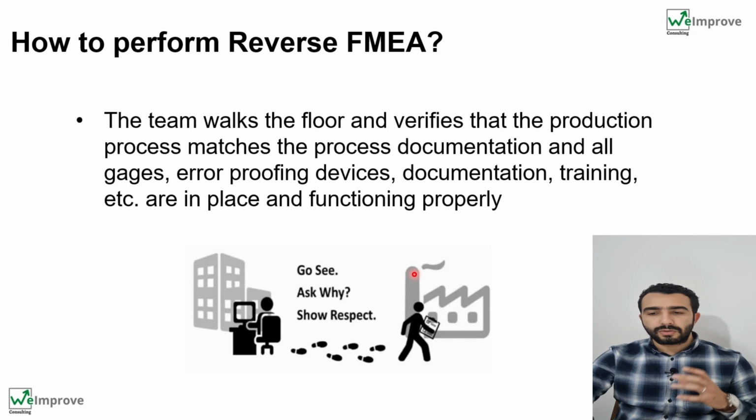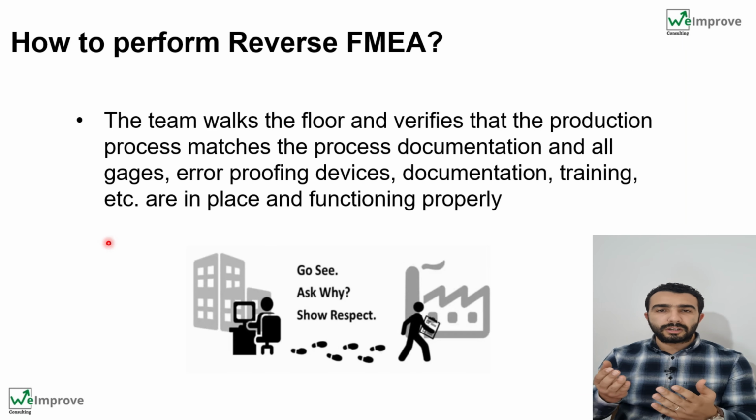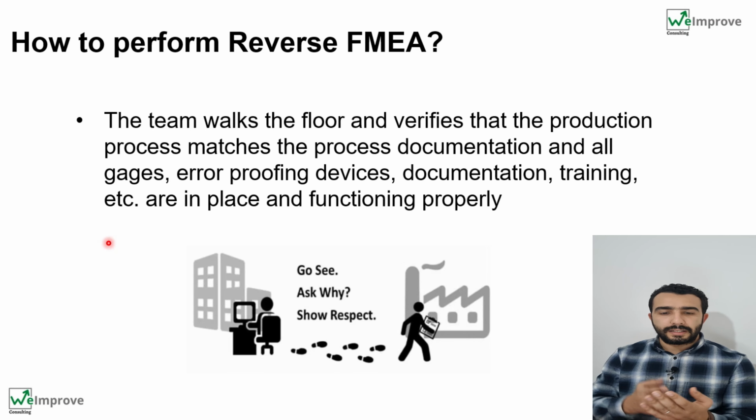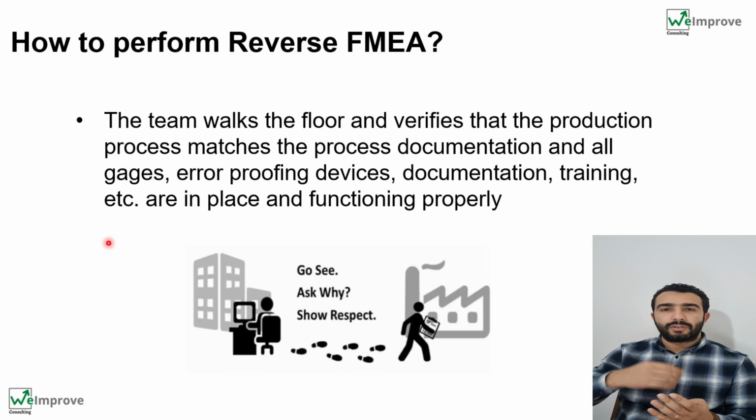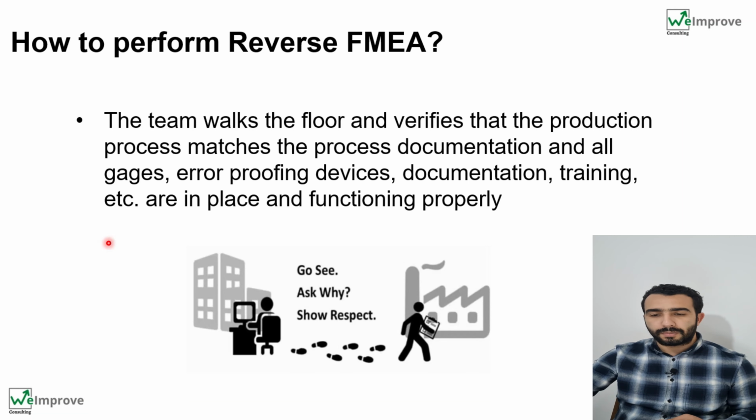So the team walks to the floor and verifies that the production process matches the process documentation and all gauges, error-proofing devices, documentation, training, etc. are in place and functioning properly. So you have to go to the process and see what's happened and check with the documentation. So you have to look at every station and take your process flow, your PFMEA, your control plan, and try to compare. Does what you defined in the beginning exactly reflect the reality in your process?